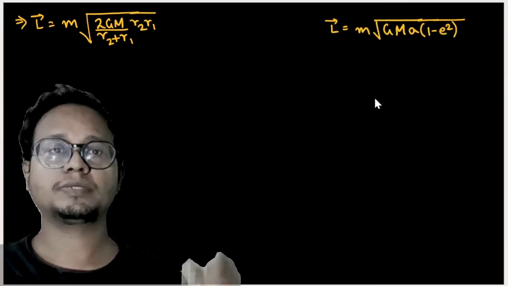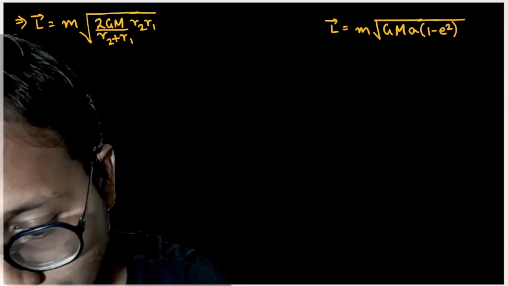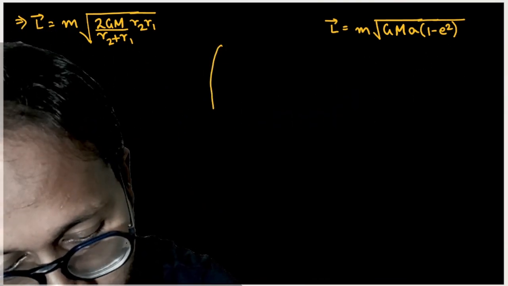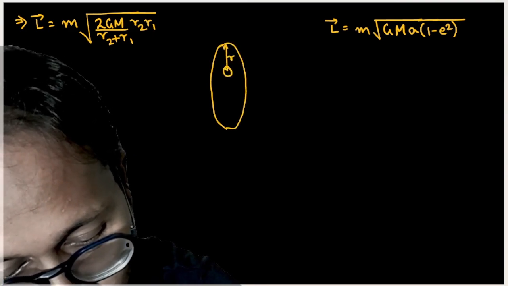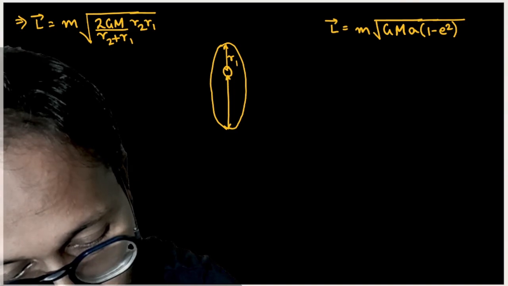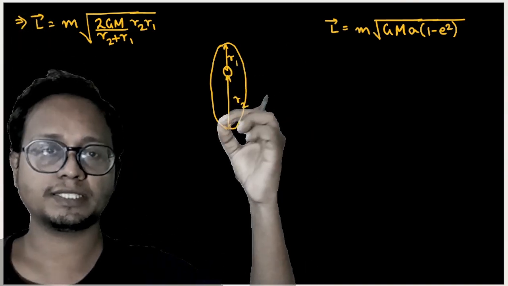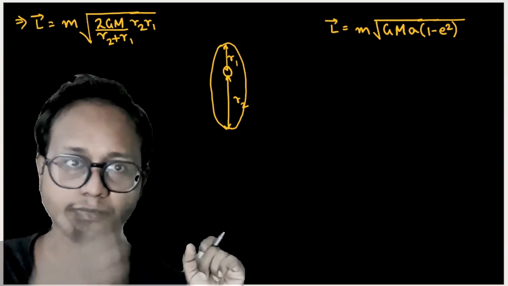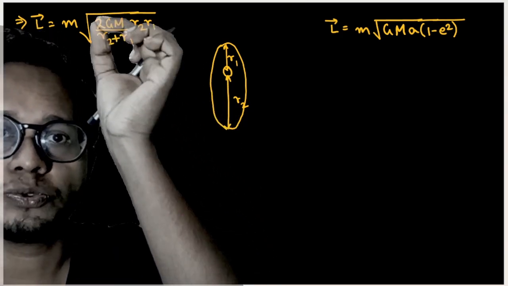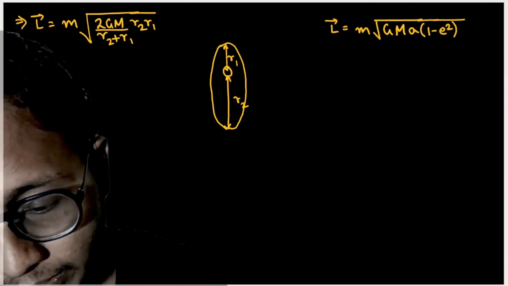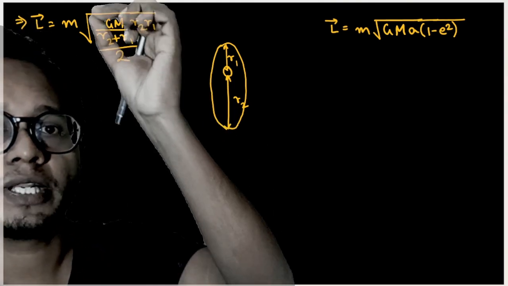How are these two related? This is nothing but 1 minus e square, this is r2 r1. See out here, in an ellipse, minimum distance is nothing but r1. Maximum distance is nothing but r2, as given in Irodov. You can use r min and r max as the situation presents itself. Understood this much? Now see, this r2 plus r1 divided by 2, these two can be taken out here, isn't it?